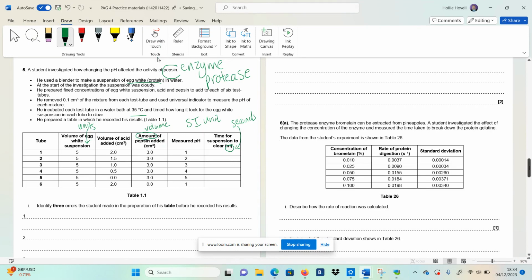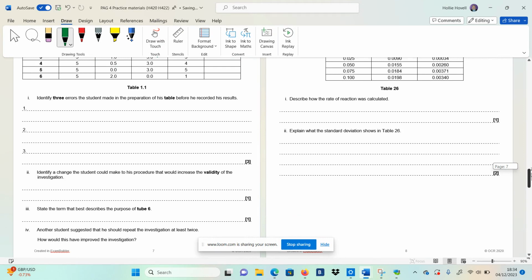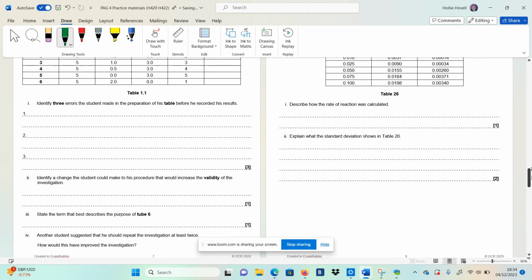Right, let's scroll down. Identify a change the student could make to his procedure that would increase the validity of the investigation. Okay, so the word validity: if something is valid, that means, are we really answering the question? Are we finding out what we set out to find out?